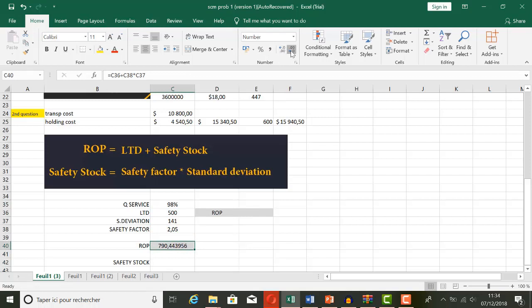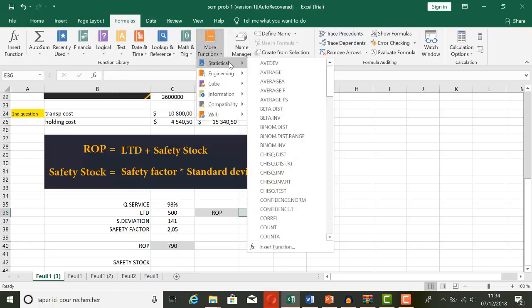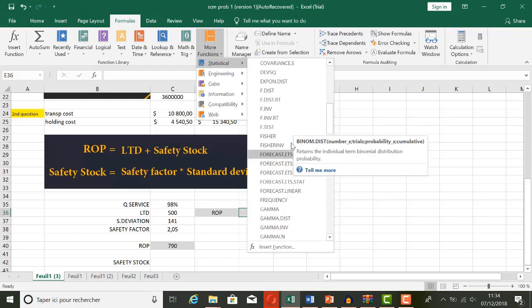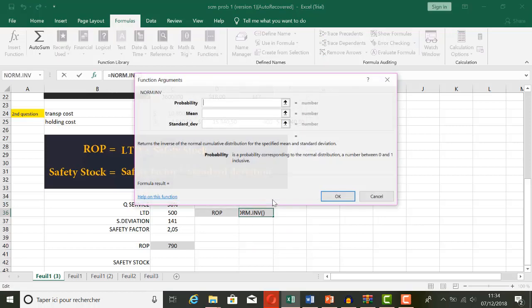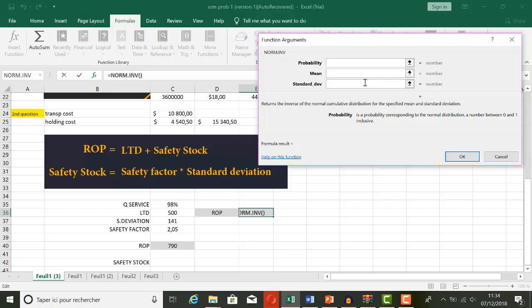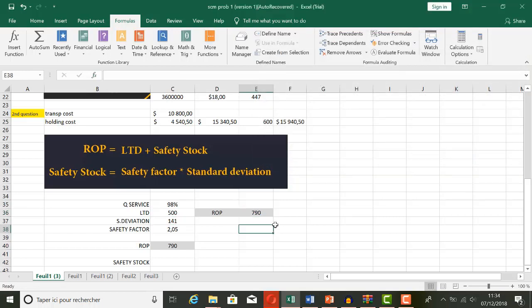Or we can go to the Formulas tab in Microsoft Excel, click on More Functions, Statistical, and go to NORM.INV. Here we simply select our inputs. The probability is 98%. The mean is simply the lead time demand, which is 500, and the standard deviation is 149. And that will give us also 790.